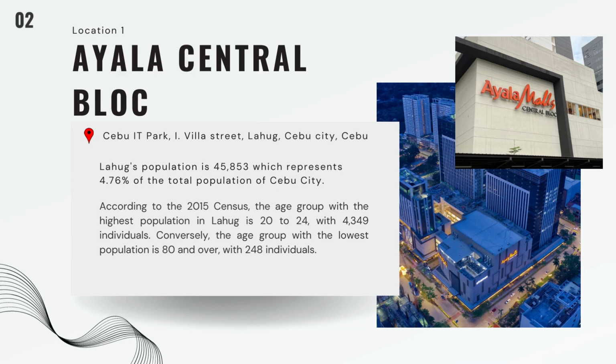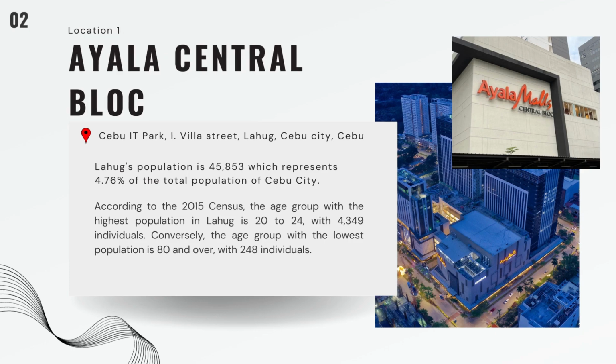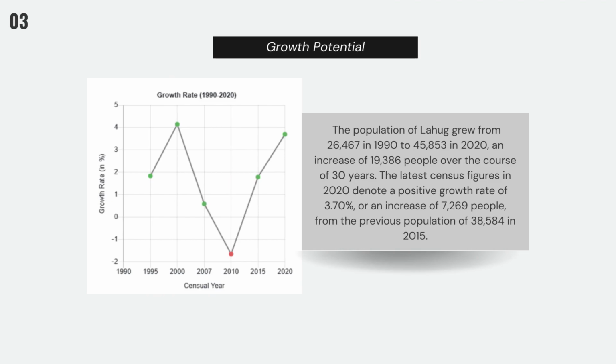According to the 2015 census, the age group with the highest population in Lahog is 20 to 24 with 4,349 individuals, and conversely, the age group with the lowest population is 80 and over with 248 individuals. So this fits our target market, which are adolescents and middle-aged people. So for the growth potential, the population of Lahog shows an increasing trend with a positive growth rate of 3.70, which means more and more people will need dental services.